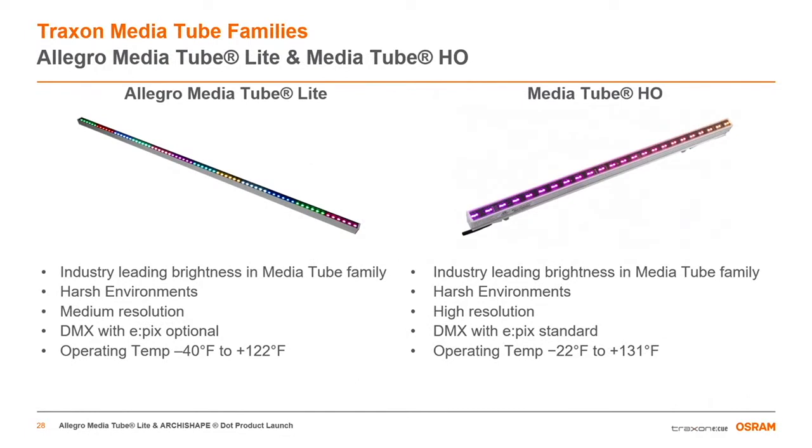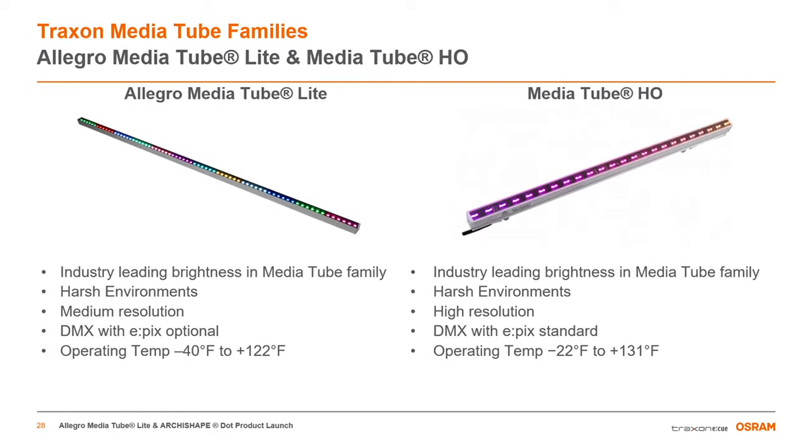So let's look a little bit deeper into the comparison between these products. Both deliver industry-leading brightness in the profile, and both are designed for harsh environments, including coastal environments, bridges, and overpasses. So resolution will be the key difference between these products. Where the Allegro MediaTube Lite provides a 4-inch pixel pitch, the MediaTube HO's 1-inch pixel pitch requires that the discussion of viewing distance is gone through with the customer to ensure that the product that is selected is going to be the best case for your installation.